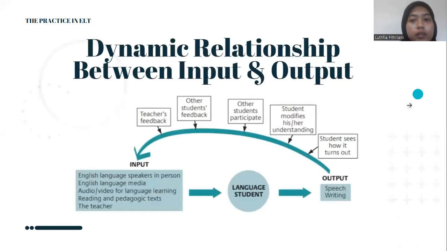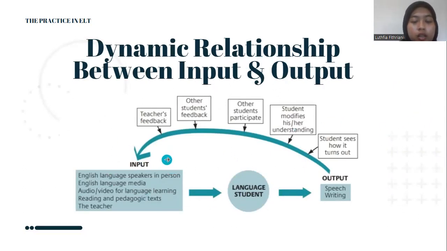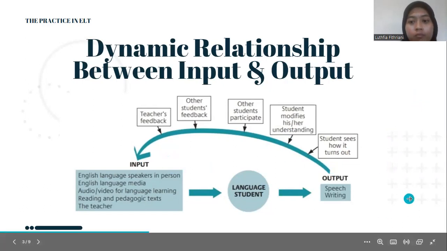And this is the dynamic relationship between input and output. So input is multidimensional. It comes from the teacher, course book, and the students themselves. It may come from other resources such as TV, podcasts, or anything else. However, input is not enough for language acquisition, so output is needed.